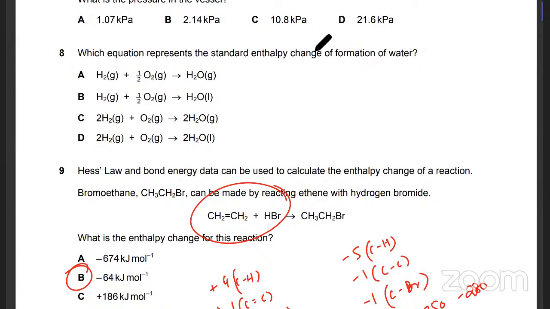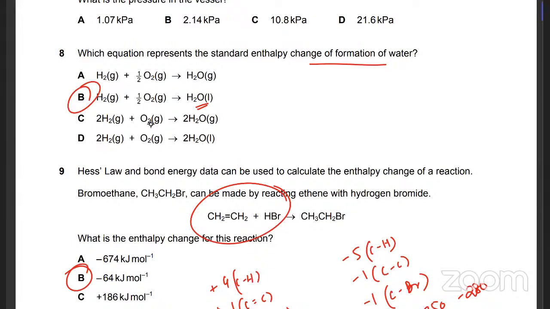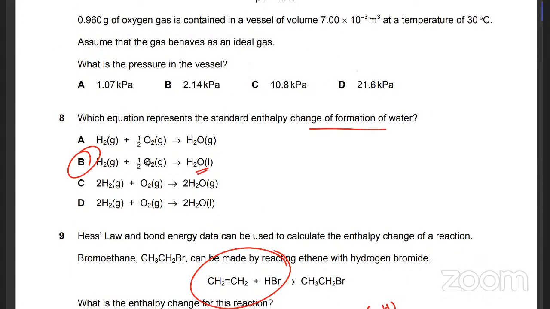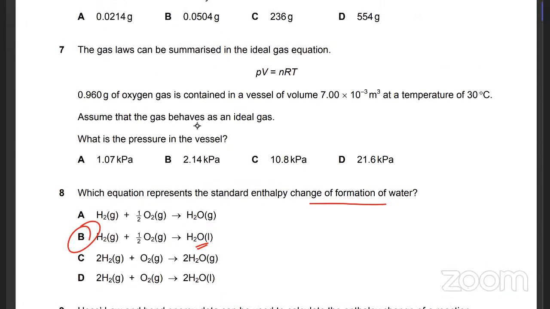Which equation represents the enthalpy change of formation of water? B. B is fine. 1 mole of water, and it should be in its standard state. Because they use the word standard, it's got to be liquid from its elements, and the elements have to be in standard state as well. So half oxygen. I've got this one.